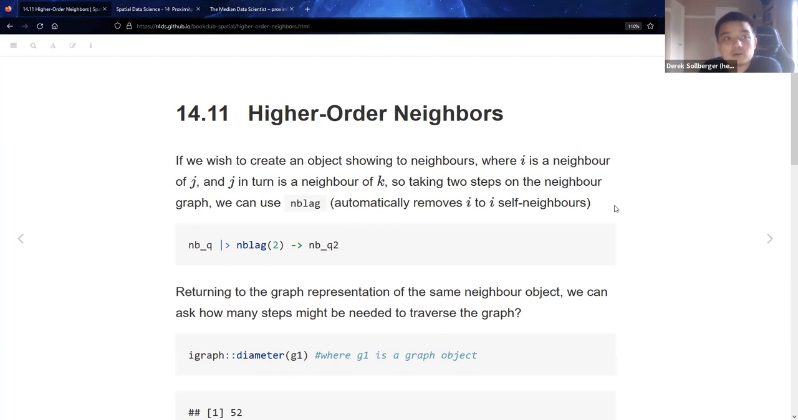So in examples, let's say if you take the country of Germany and you say that Munich is a neighbor of Frankfurt, Frankfurt is a neighbor of Rotterdam, then two steps away would mean that Munich is a neighbor of Rotterdam. That's the idea. If you go along the graph and want to move multiple steps, we can consider that as well.